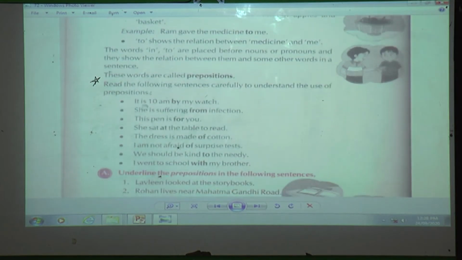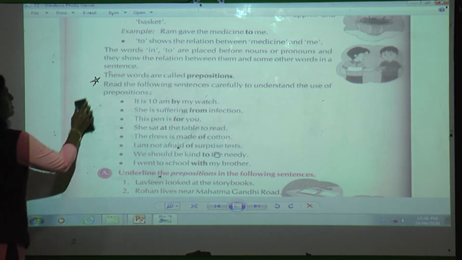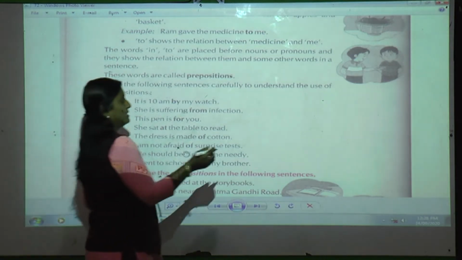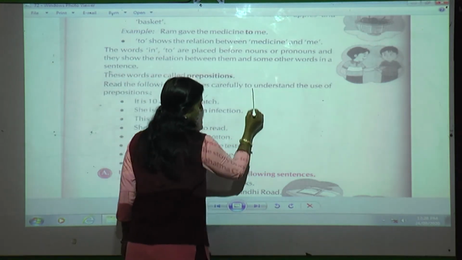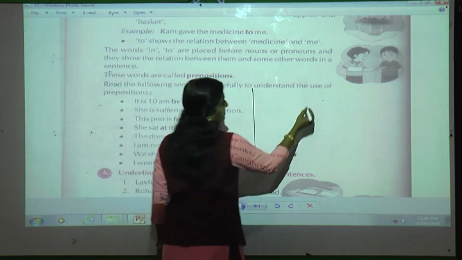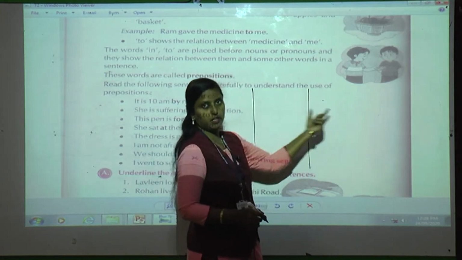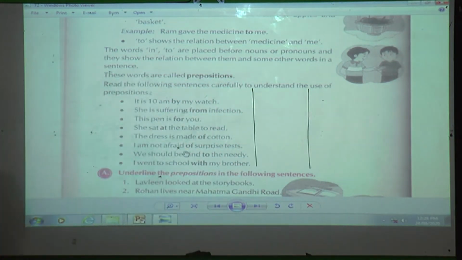Okay, now here there are some sentences that we have to carefully understand, how they have used the preposition. Okay, now what you have to do, students? Take a pencil in your hand, take a scale and make a line over here. I'll give some prepositions which you have to copy. Okay, we'll copy the same whatever is there in that sentence. Shall we read, students?